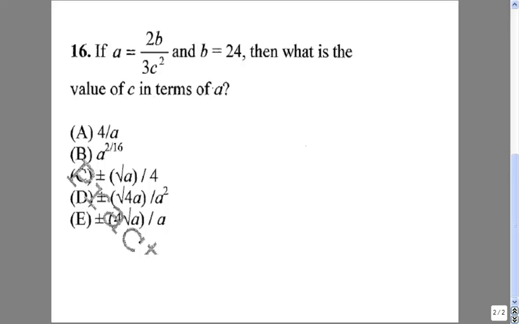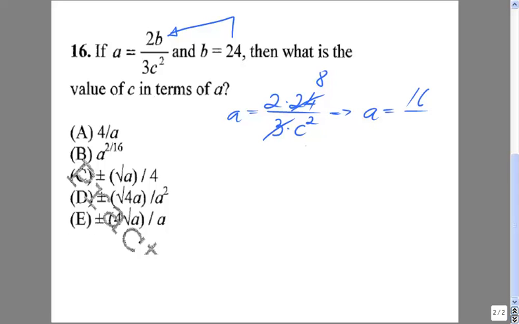Maybe the first way to go in here will be to substitute your b with 24. If you do that, what is your equation looking like? Well, you will have a equals 2 times 24 over 3c squared. Okay? What do you notice? 3 goes in 24 how many times? 8 times. Your equation now will be a equals 2 times 8, 16 over c squared.